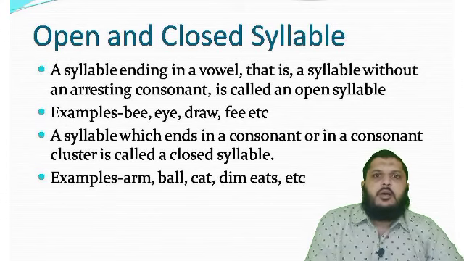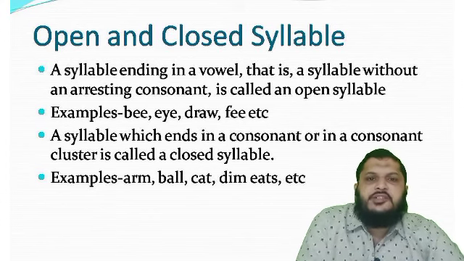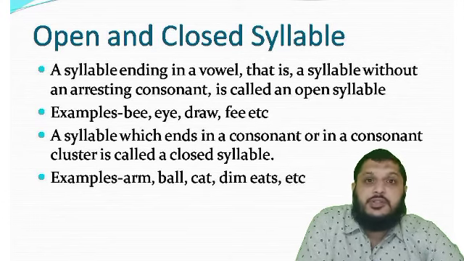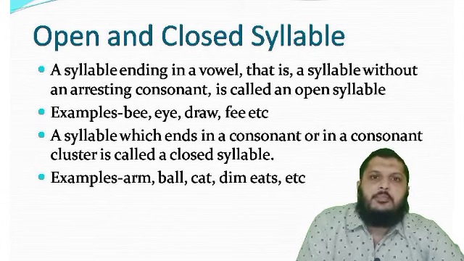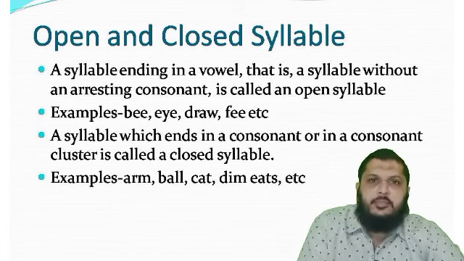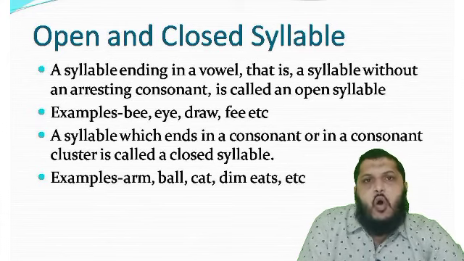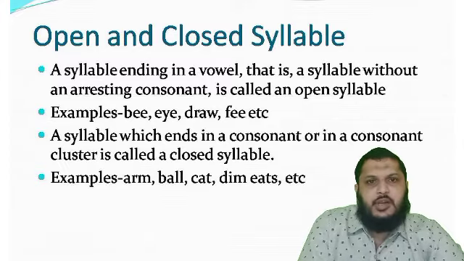Now, a syllable which ends in a consonant or consonant cluster is called a closed syllable. For example, arm, ball, dim. All these are examples of closed syllables. So we have learned open syllables and closed syllables.